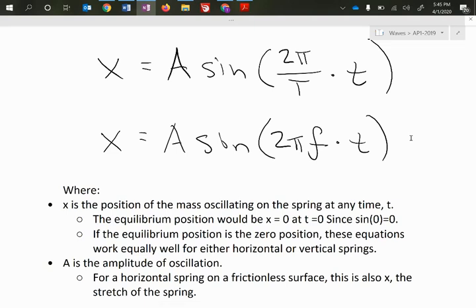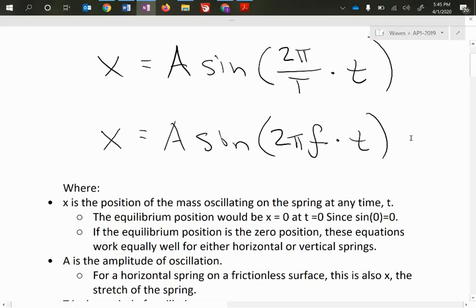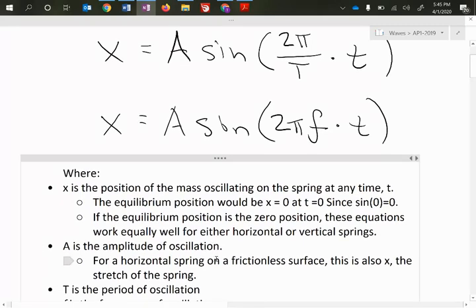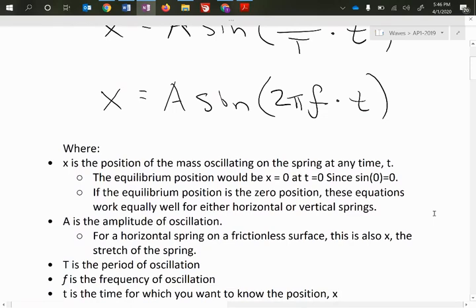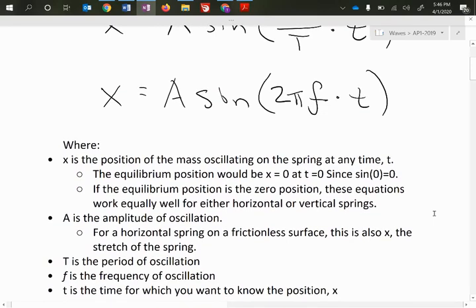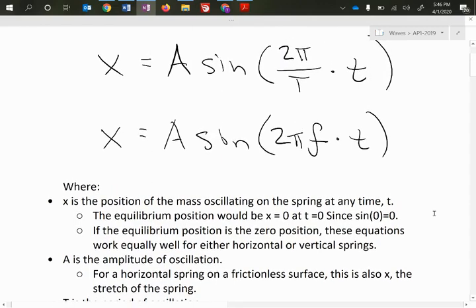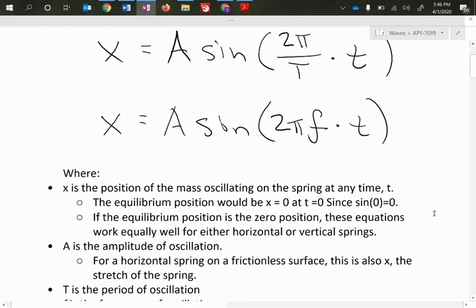Okay. The amplitude of oscillation in those equations is for a horizontal spring on a frictionless surface. The amplitude would also be the x, or the stretch of the spring. The capital T in these equations is the period. The script f in the equations is frequency, and t is the time for which you would like to know what the position x is. So just a recap of what those variables mean in those equations.